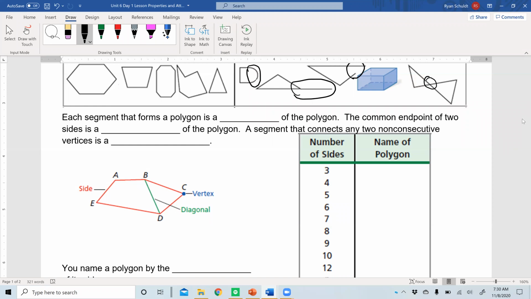So each segment that forms a polygon is a side of the polygon. The common endpoint of 2 sides is called a vertex. And then the segment that connects any 2 non-consecutive vertices is a diagonal.